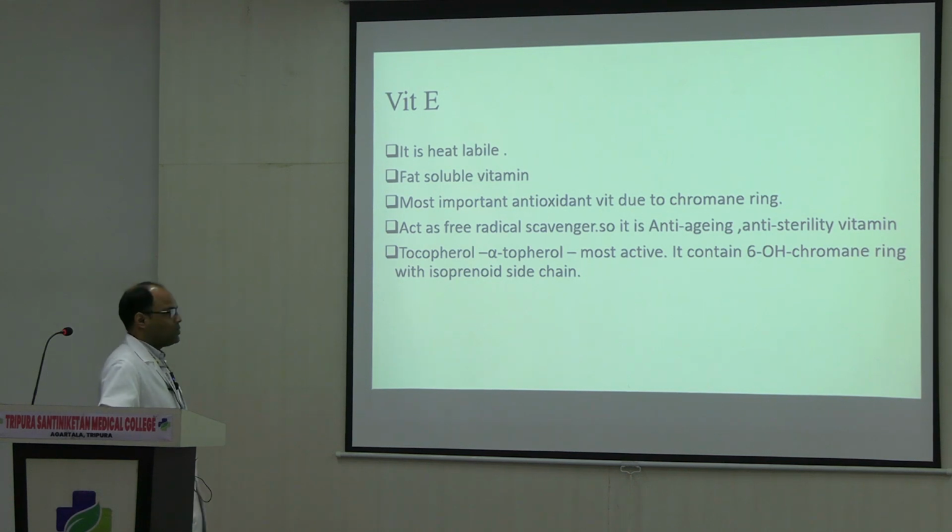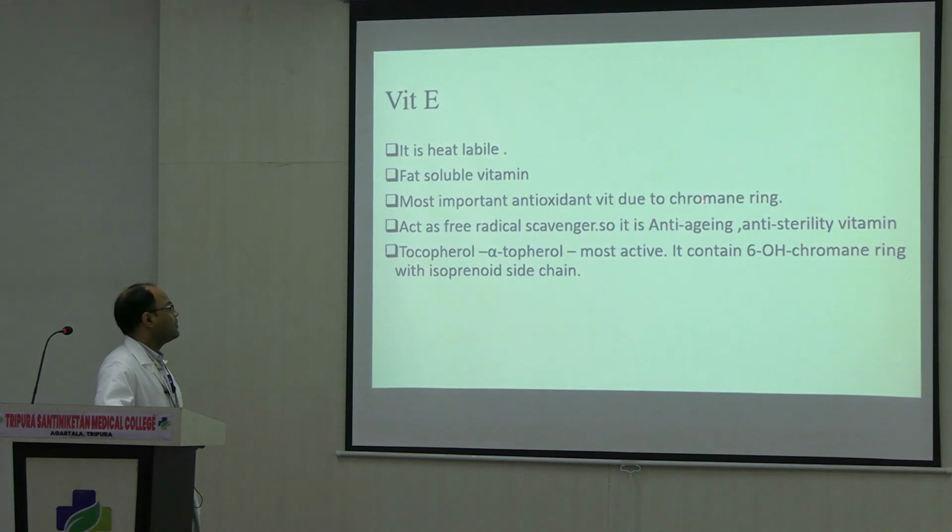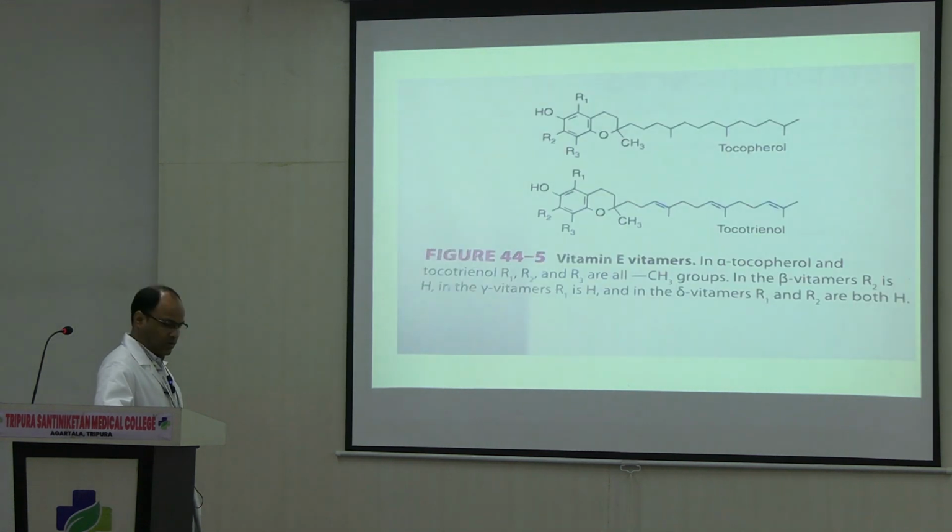Alpha tocopherol is the most active form, as I told earlier. It contains a 6-OH chromane ring with an isoprenoid side chain. What is that? I am coming to it later. See, this is the chromane ring. This one is the chromane ring. These are all isoprenoid side chains.